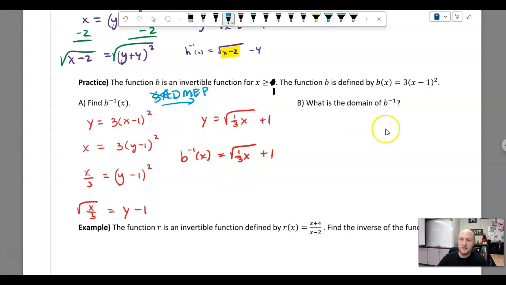Now the question is, what's the domain? Pause me here. Make sure you have this one down. Okay, hopefully you paused. You just have to take 1/3 x and set that greater than or equal to 0. Nothing really to solve here. Multiply both sides by 3, and you get 0 still. So there's your domain: x is greater than or equal to 0.